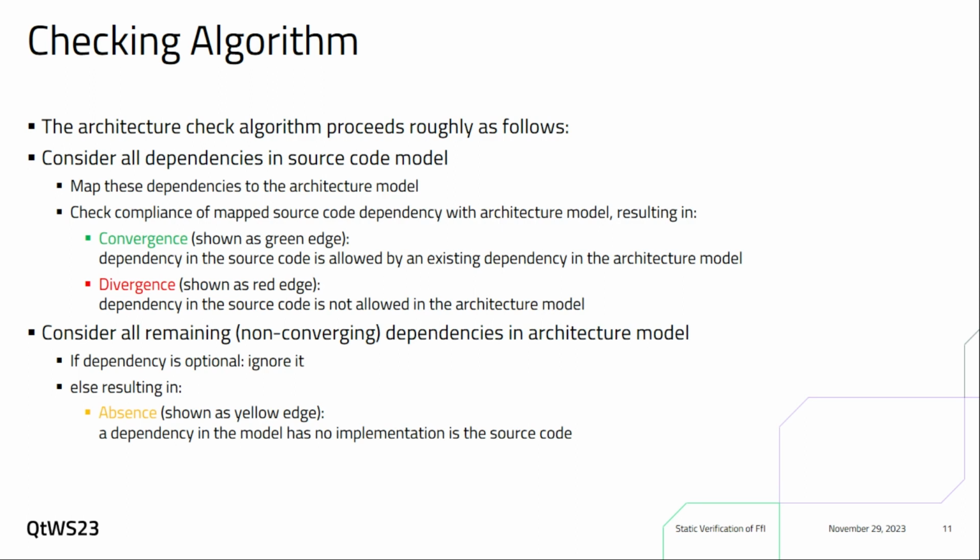And then once this part is finished, we consider all remaining dependencies in the architecture. And then there are two options. Either this dependency in the model is optional, or it's not optional. Then we can show an absence edge, a yellow-orange edge to show, well, there is something in the model, but that has never been implemented. So either it's not required for this project, that makes it obvious, or it was forgotten, it's not finished yet, whatever the reason may be.